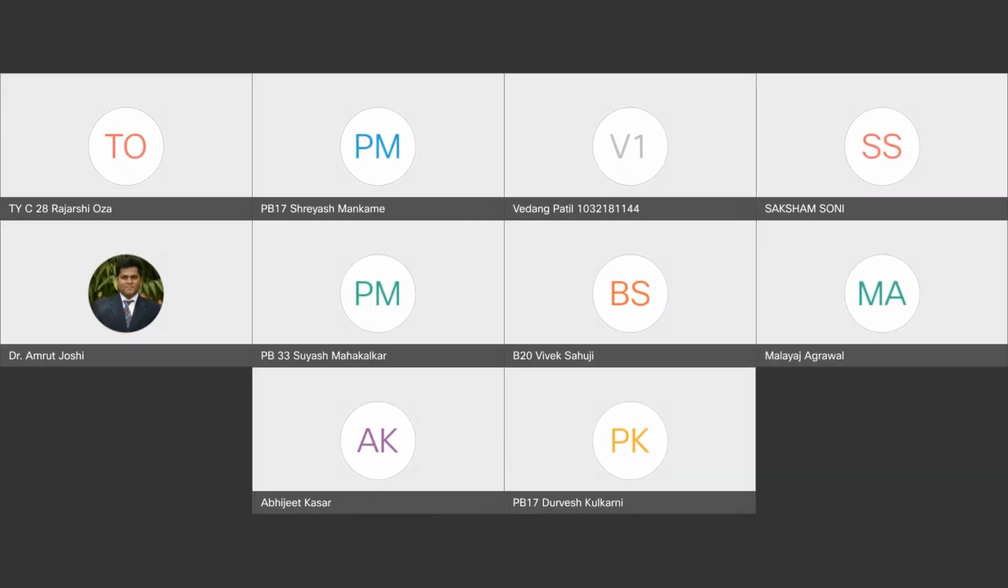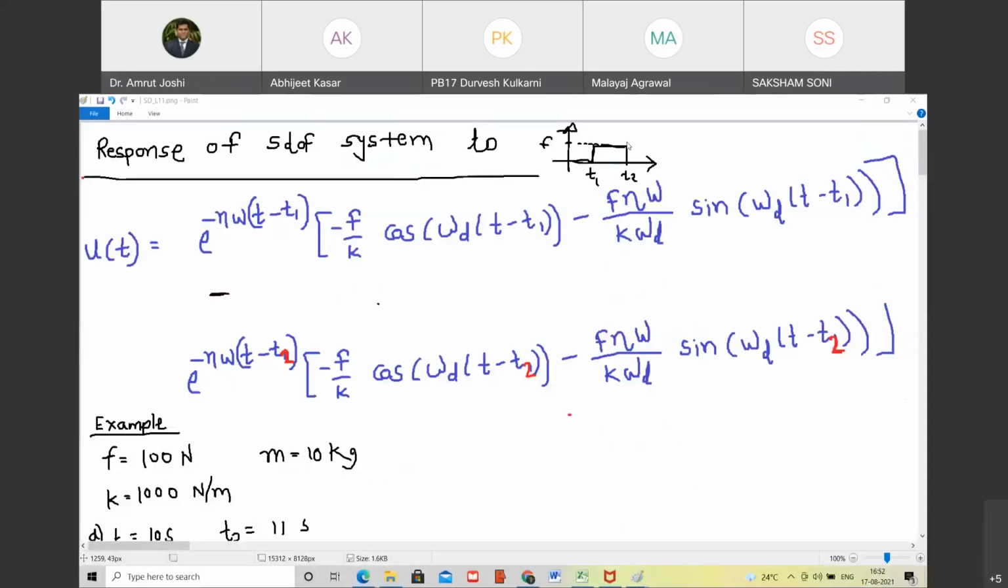Class, we have seen the response of a single degree of freedom system to a step load like this, which I have shown by this diagram. Up to T1, you don't have a load. At T1, the force becomes suddenly of magnitude F. Then it is constant from T1 to T2, and it drops down at T2 to 0, and then it remains 0.